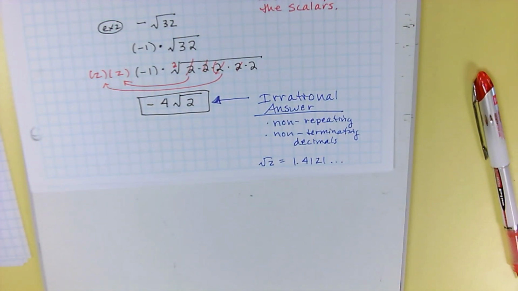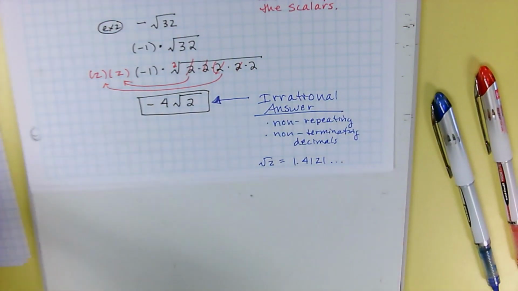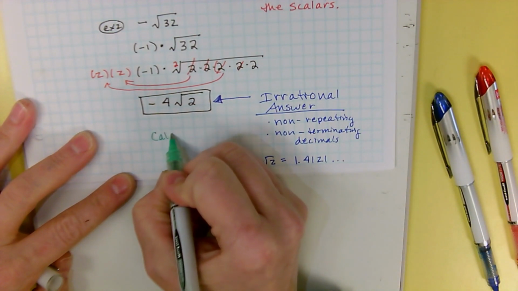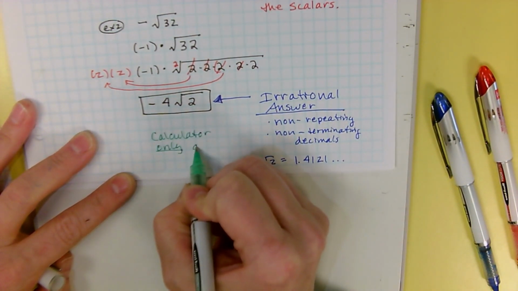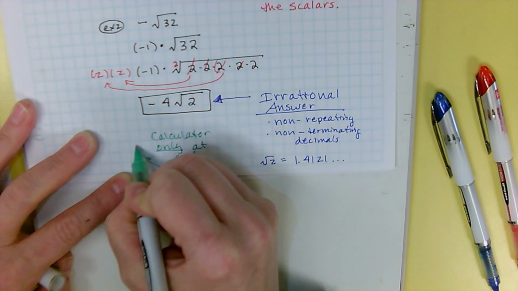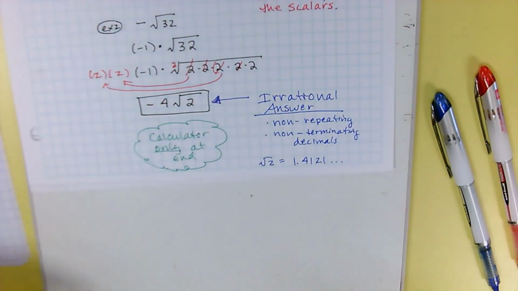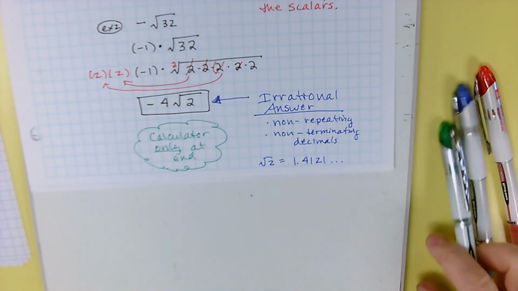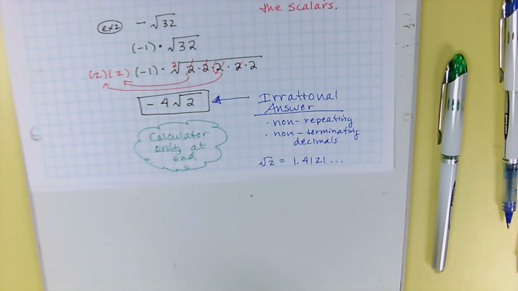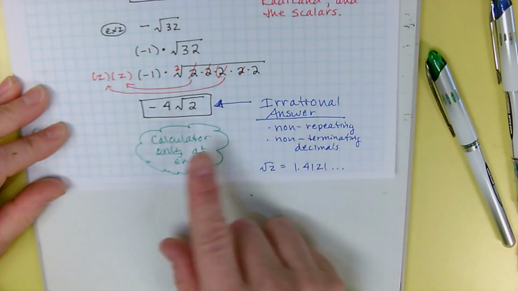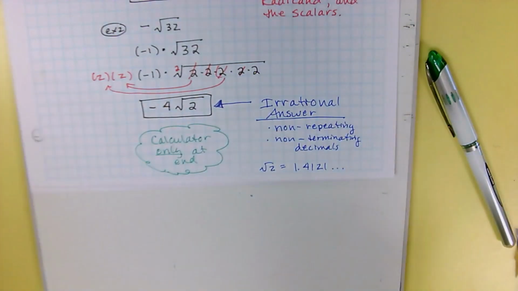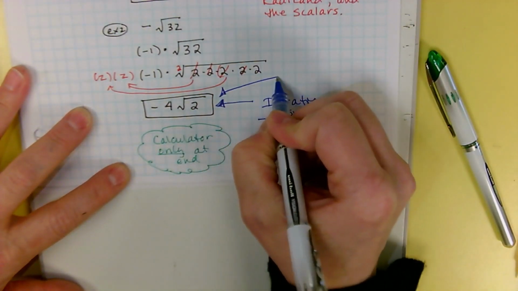So we don't put things in a calculator until the very end. You use a calculator only at the end. When you've done all the simplifying and all the math, then you do the calculator if you're supposed to go to a decimal. Most of your homework is going to be exact answers. Oh yeah, this is also exact. I need to make sure I tell you that.